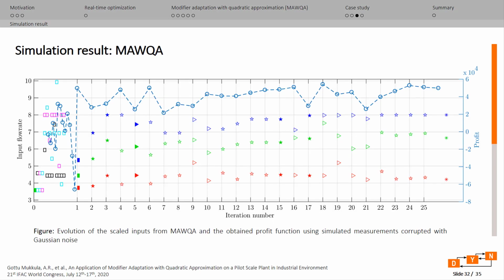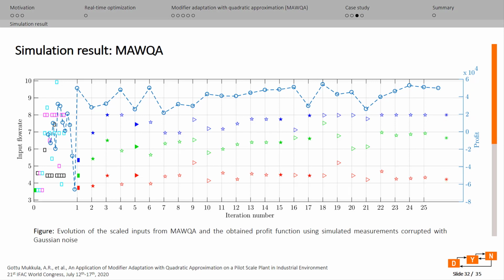This figure illustrates the input moves and the evolution of the profit function when the modifier adaptation with quadratic approximation scheme is used. The red colored markers represent the feed flow rate of component A. The blue colored markers represent the feed flow rate of component B, and the green colored markers represent the feed flow rate of component E. The blue dashed line represents the profit function, whose y-axis is on the right hand side of the plot. The true plant optimum is shown here.